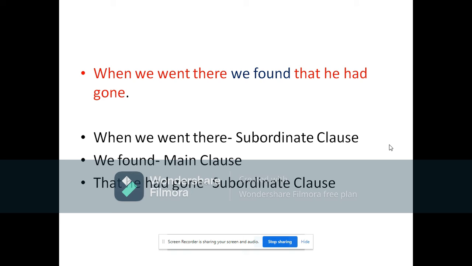We found, that's the main clause. It can stand by itself. It is an independent clause.